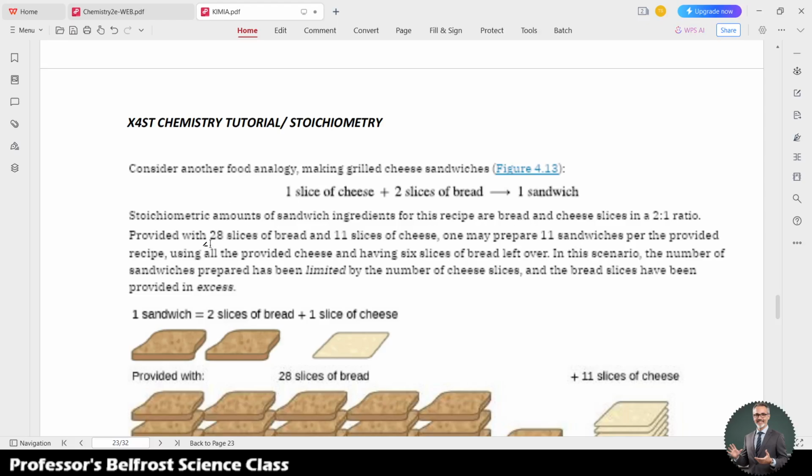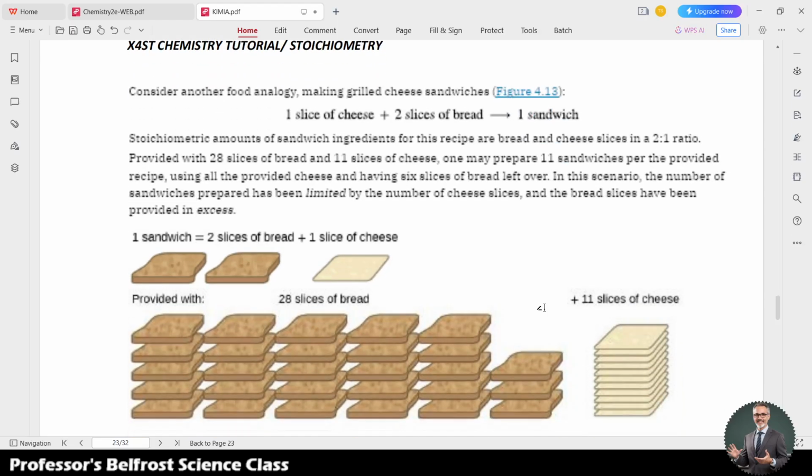We see 2:1. If we have 11 slices of cheese, it means that we need 22 slices of bread, right? So this is actually the limiting reactant. We can only prepare 11 sandwiches, and 6 slices of bread will not be used. In this scenario, the number of sandwiches prepared has been limited by the number of cheese slices, and the bread slices have been provided in excess.